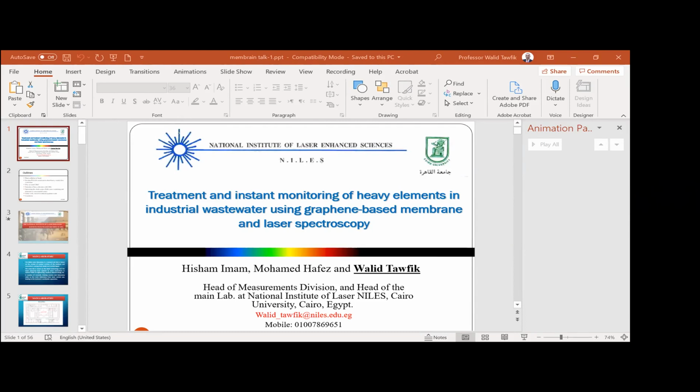Today we are talking about treatment and instant monitoring of heavy elements in industrial wastewater using graphene-based membrane and laser spectroscopy. We will talk about sources of water pollution in Egypt, which is well known, and how we will develop a PVA graphene oxide membrane to absorb heavy elements from wastewater, why we need the LIBS technique, how we can use LIBS to detect heavy elements, and how we can optimize the whole system for full system monitoring and treatment of contaminated water.